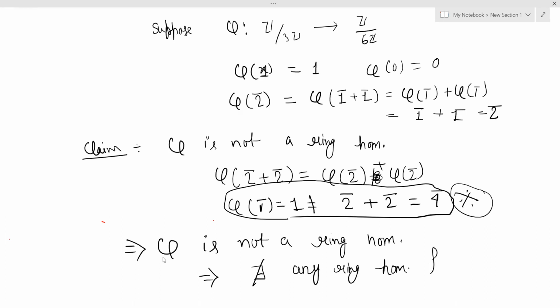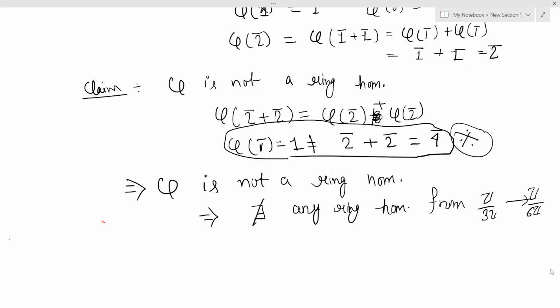from Z mod 3Z to Z mod 6Z. So we proved that there does not exist any ring homomorphism from Z mod 3Z to Z mod 6Z. Now the third part. There is a ring homomorphism from Z mod 6Z to Z mod 3Z. Now the converse one.